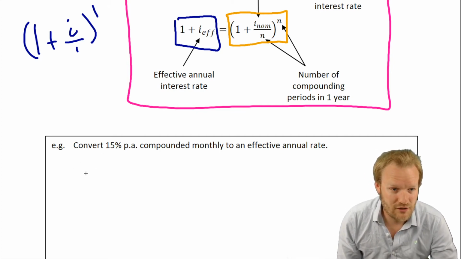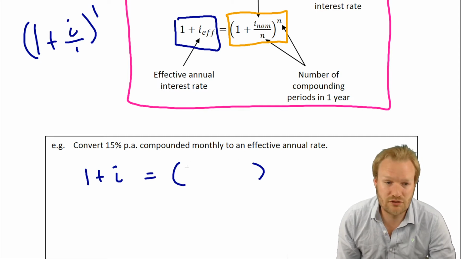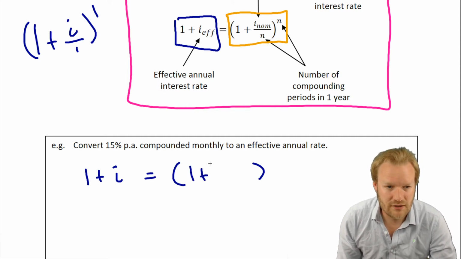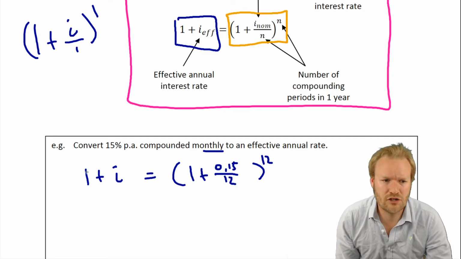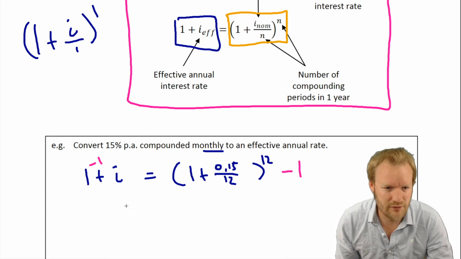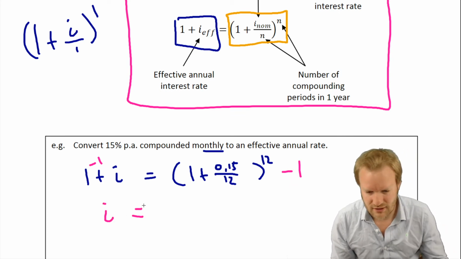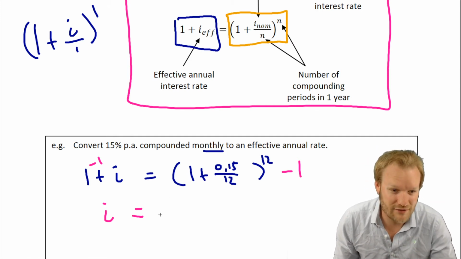So we've got 1 plus our effective interest rate, and the right hand side's just like the ones we've been doing before. 1 plus 0.15 monthly over 12. It's for 1 year, so 12 months. It's like you're investing it for 1 year. Then we can just solve our equation. Subtract 1 from that side, subtract 1 from that side. So i equals, into the calculator it goes, and we get the interest rate effectively.